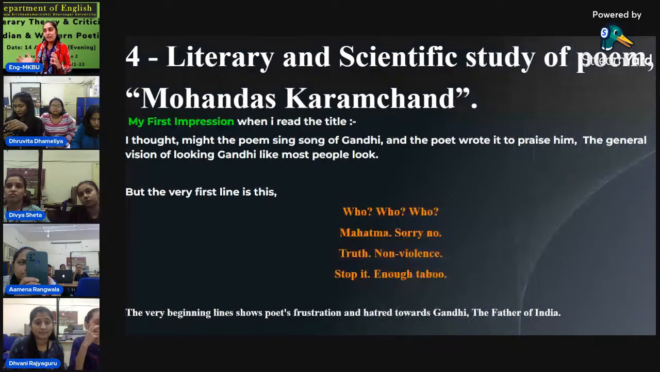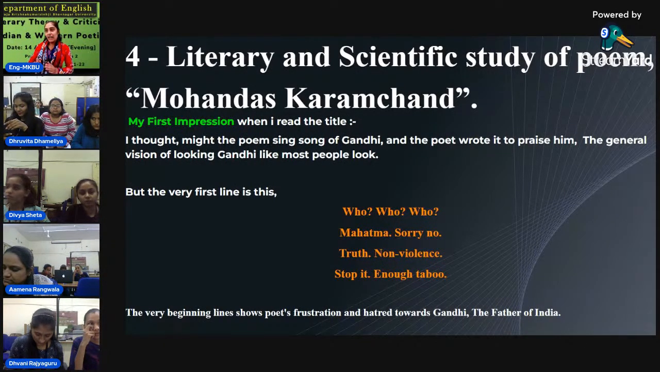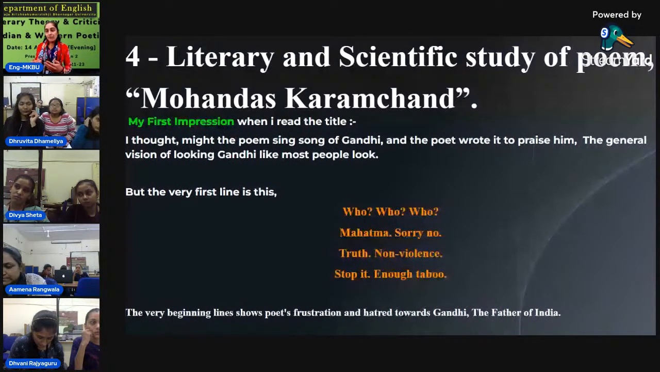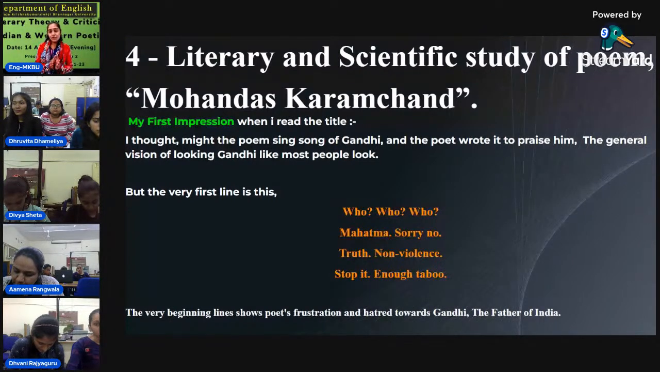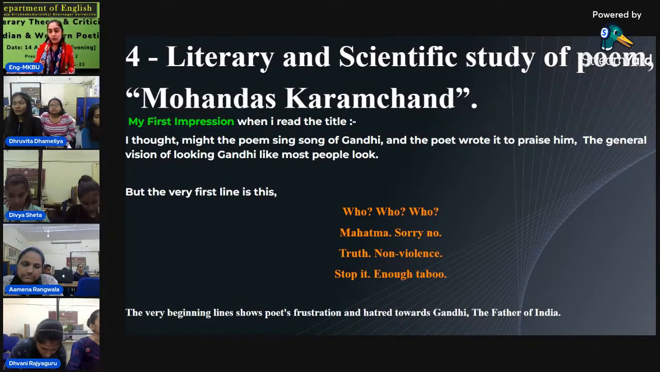So as we all have that mentality, like Gandhi as an ideal level, I thought that in this poem, Gandhi will be praised, or the poetess might be going to praise him. But when I started reading the poem, I found that no, it is not like that. She is deconstructing Gandhi. The first line begins with "Who, Mahatma, sorry, no, truth, non-violence, stop it, enough taboo." This very beginning line shows that the poetess is frustrated and has so much hatred towards Gandhi, the father of India.